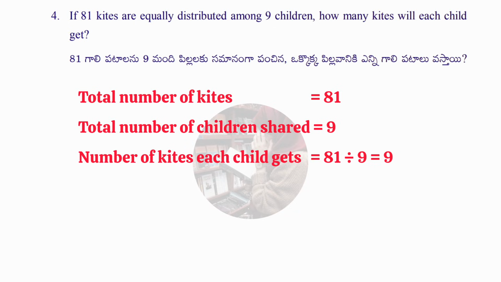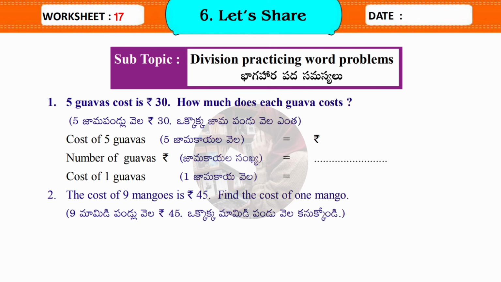Okay. Now we'll move to the next worksheet, that is worksheet number 17. Here the subtopic is division practicing word problems. Let's see the first question. 5 guavas cost rupees 30. How much does each guava cost? So write down the answer. Cost of 5 guavas given is rupees 30. Number of guavas, how many guavas are there? So 5 guavas are there. So cost of 1 guava equals 30 divided by 5. So if you do the division, you will get 5 6s are 30. So each guava will cost 6 rupees.